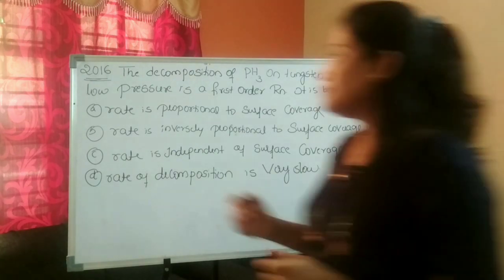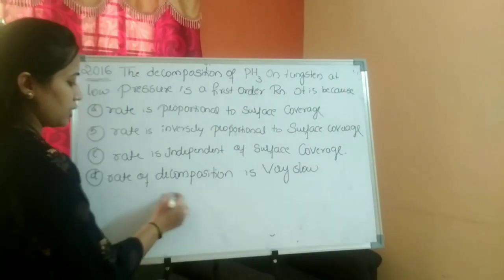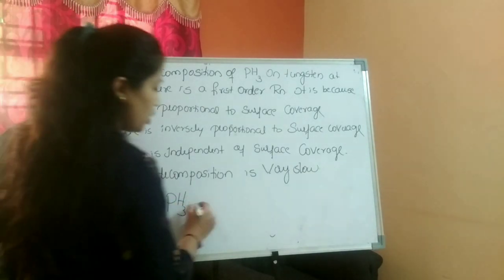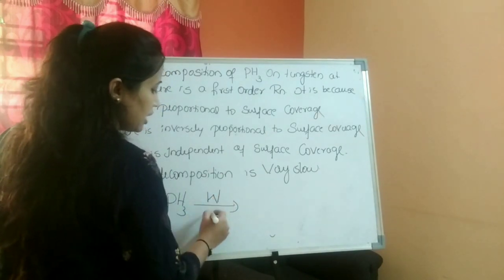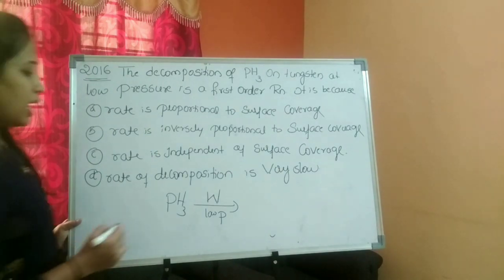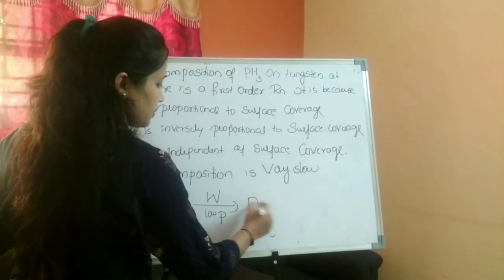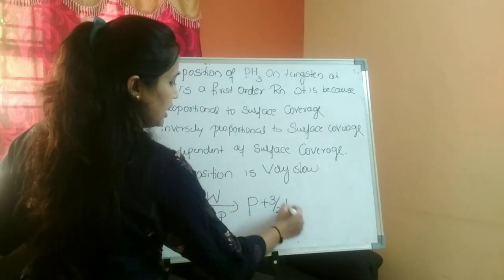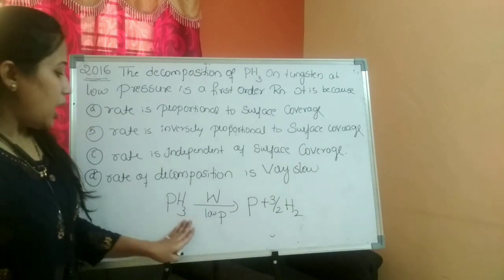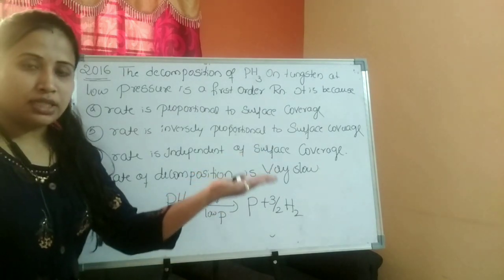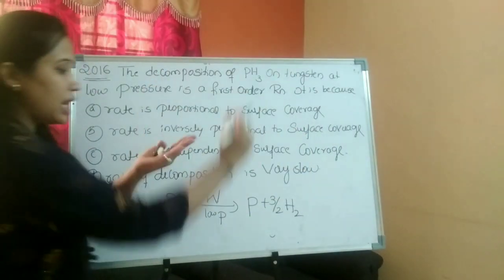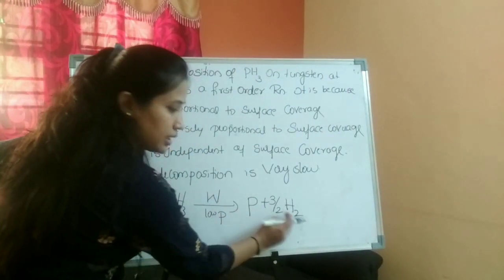See, quite simple. If I consider phosphine, which is undergoing decomposition on what? On the surface of tungsten at low pressure. This is the condition. So what happens? It will turn into phosphorus and the hydrogen gas will be liberated. This is the standard. We know that tungsten is a solid surface that is available, on which the phosphine is getting absorbed, and after that it is giving the products phosphorus and hydrogen gas.